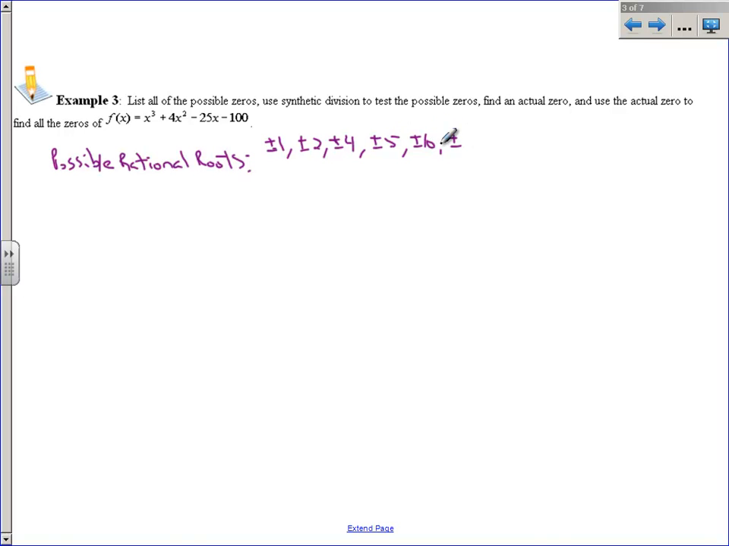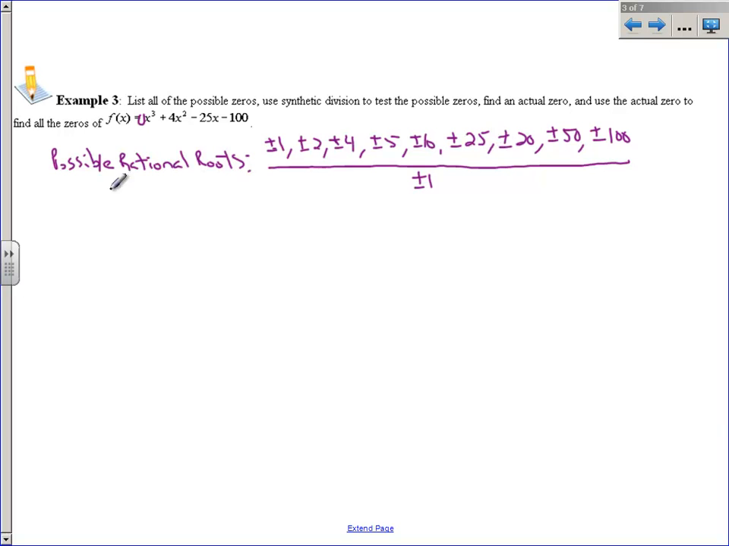So now we'll start heading back the other way. So plus or minus 25, because 25 times 4. I missed the plus or minus 20, because that's 20 times 5. And plus or minus 50 and plus or minus 100. And those are all of the factors of the constant term. And we put these all over the possible factors of the leading coefficient. And that's just 1, so it's all over plus or minus 1. So it's just those numbers right there.